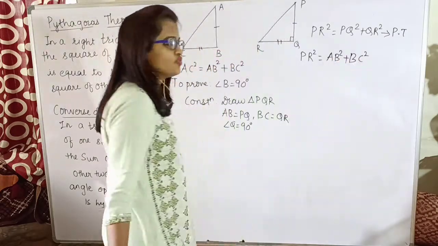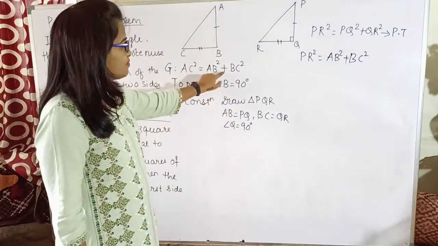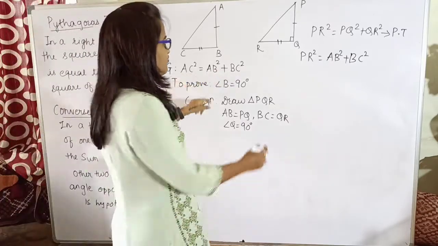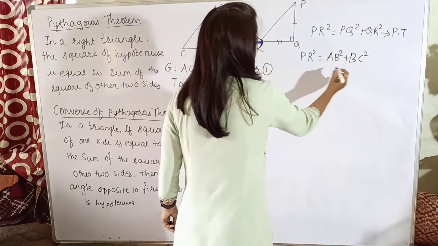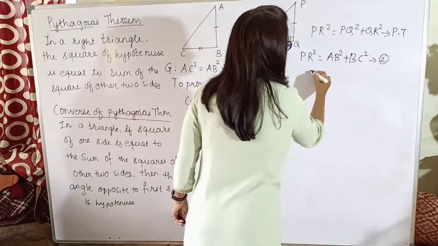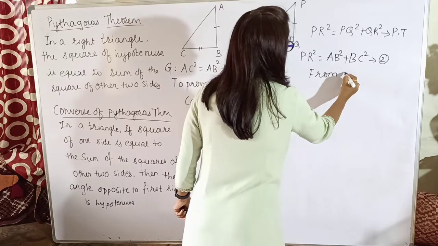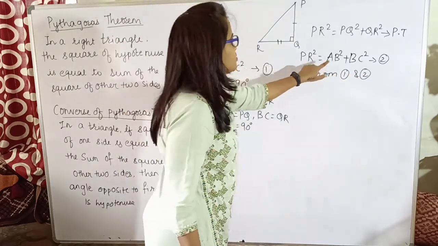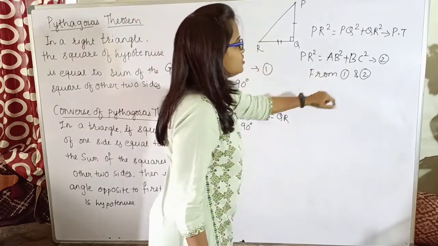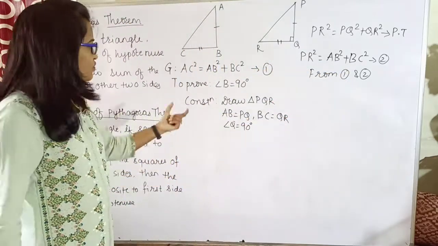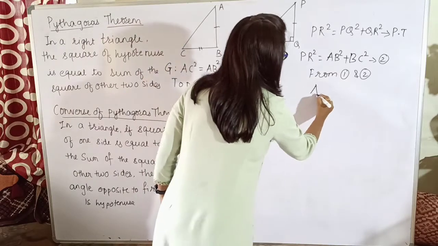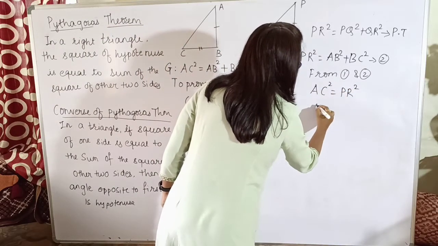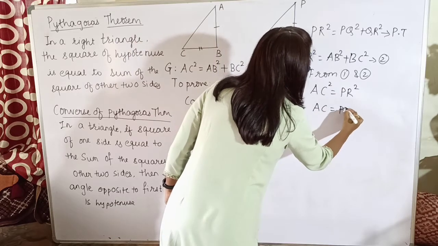But in our given condition, what is said? It said AB square plus BC square is actually equal to what? AC square. So if I name this as equation 1 and this as equation number 2, from 1 and 2, what can I say? Their RHS are equal, isn't it? AB square plus BC square. So if their RHS are equal, definitely their LHS will be equal, which means AC square is equal to PR square. Taking square root, AC is equal to PR.